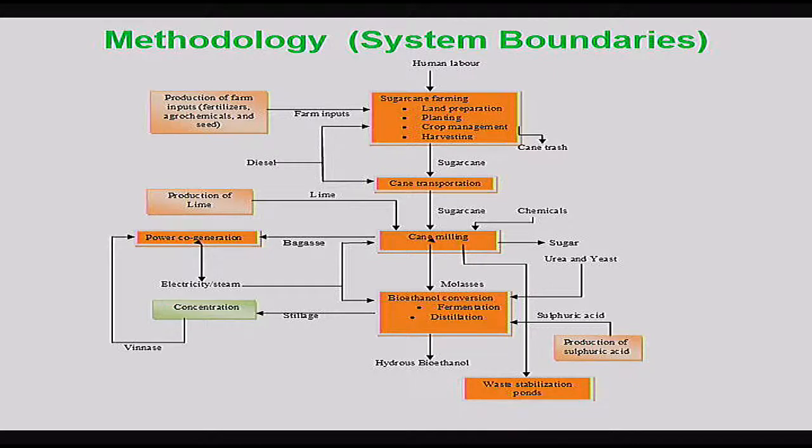And you see, for the sugarcane farming, we also consider the farm inputs. We also consider the diesel, and also what comes out, that is the cane trash. Again, when you come to cane transportation, you can see the inputs here, the sugarcane and also the diesel. For the cane milling, of course, there is the addition of chemicals like lime and others. So these are the inputs that you have in each of these steps of production of ethanol from the sugarcane.